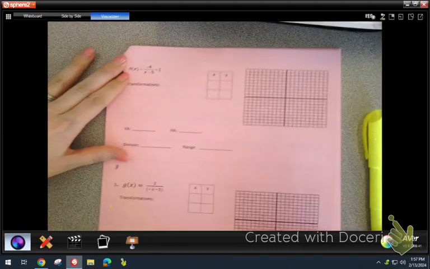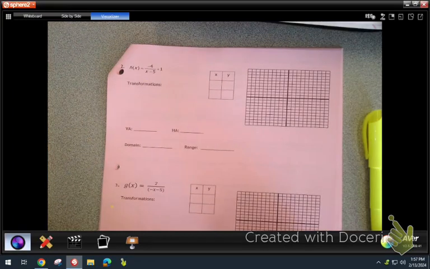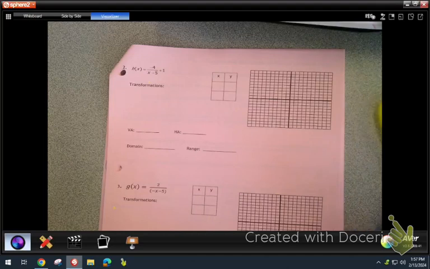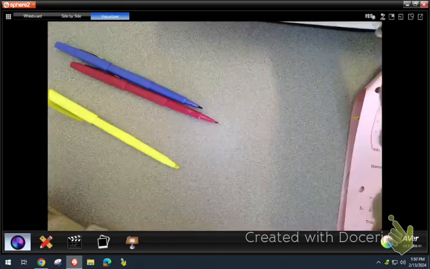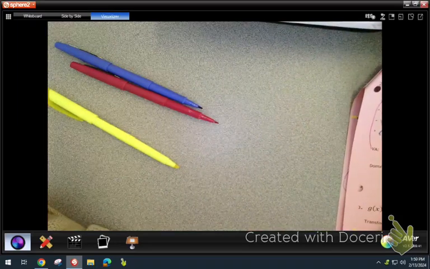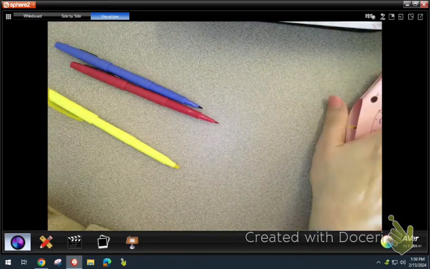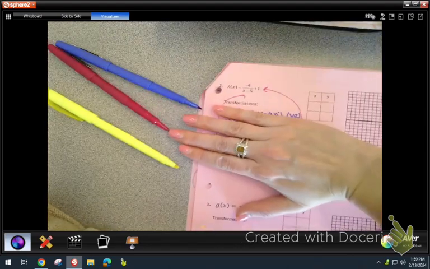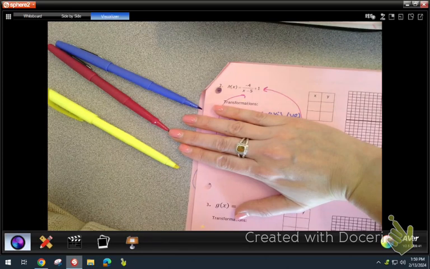List out your transformations. There are 4 on this one. And then try to find your asymptotes first thing. Transformations and asymptotes. Ready, go. What transformations do we have? There's 4. Okay, one of them is up 1. Check. Right 5. Check. What else?